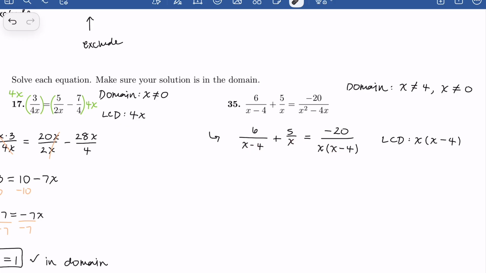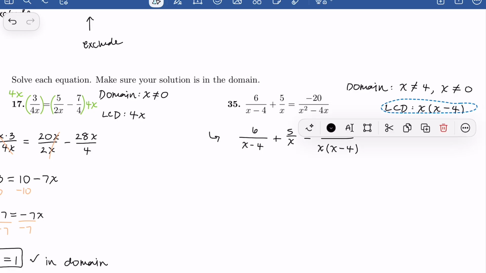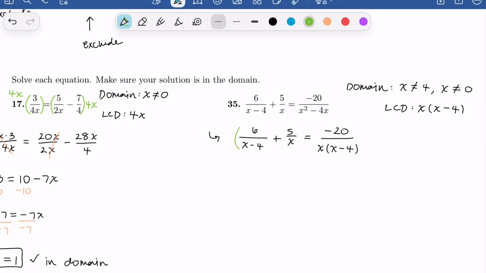So once we've done those two steps, I guess 3 steps, factoring, finding the domain and LCD, we can now multiply both sides by the LCD. So let's go ahead and do that. I'm going to multiply both sides of the equation by the LCD.